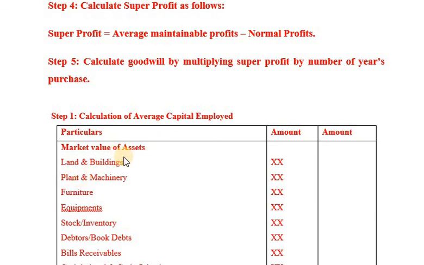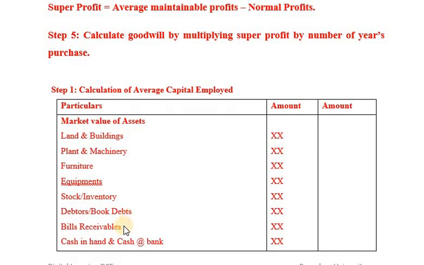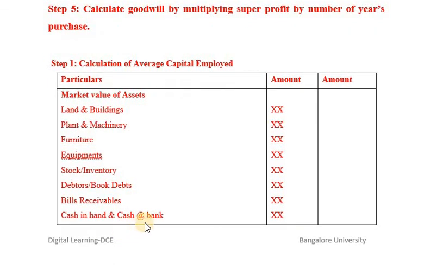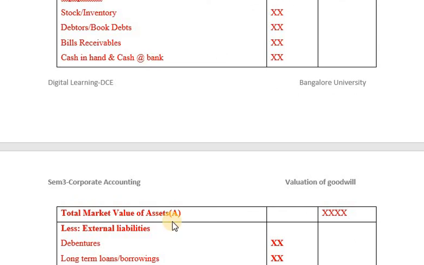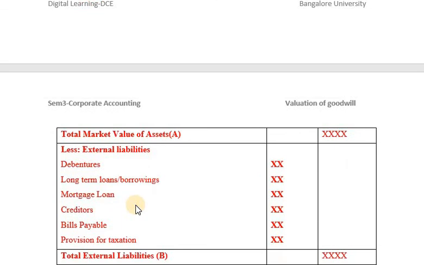We must consider the market value of assets: land and building, plant and machinery, furniture, equipment, stock, debtors, bills receivable, cash in hand and cash at the bank, giving the total market value of assets. From this, we deduct external liabilities. External liabilities include debentures, long-term borrowings, mortgage loan, creditors, bills payable, and provision for taxation.